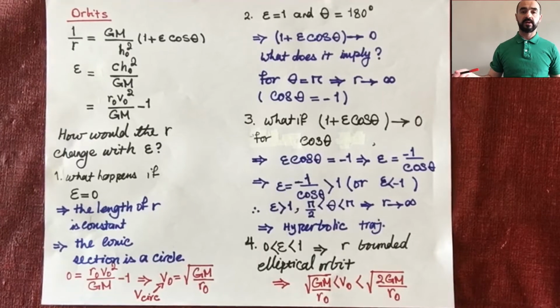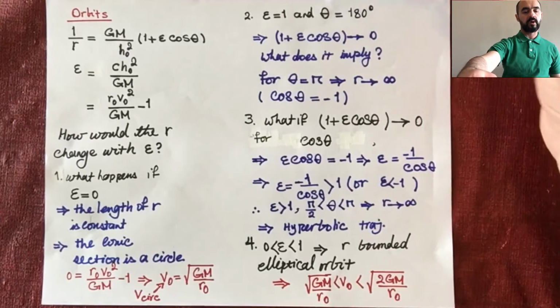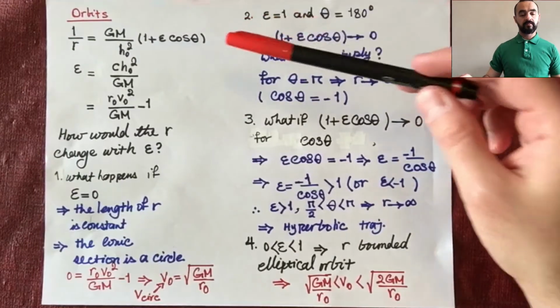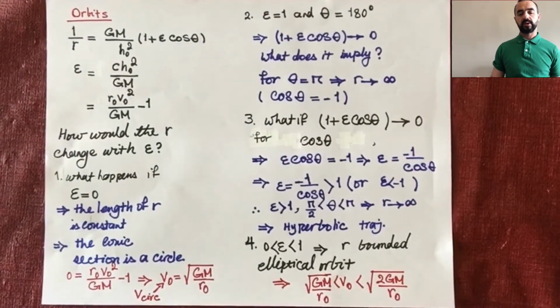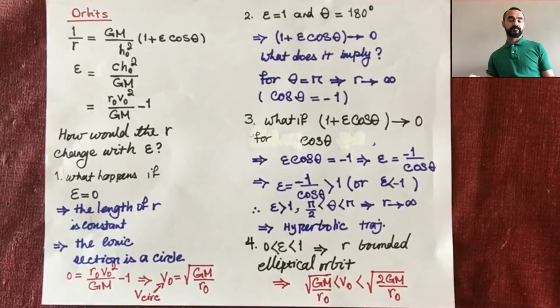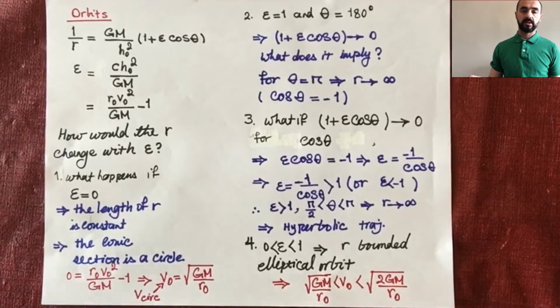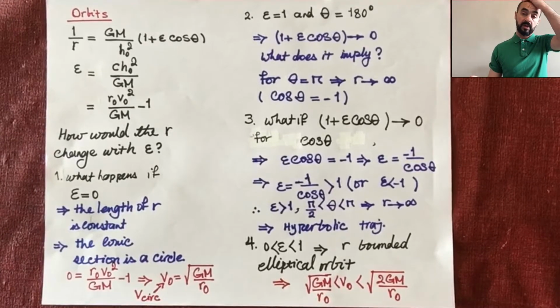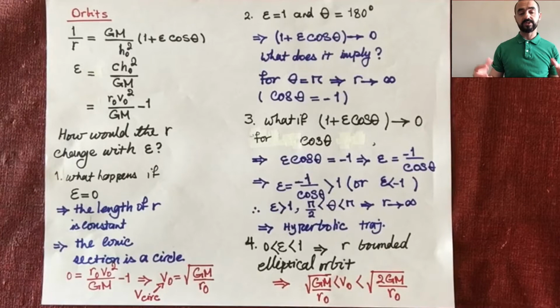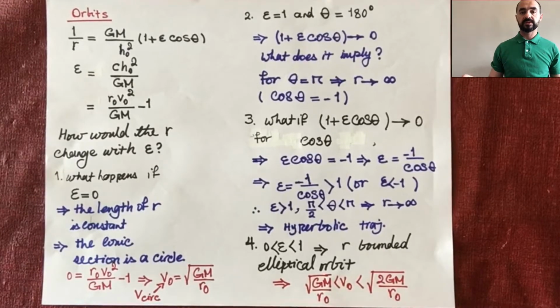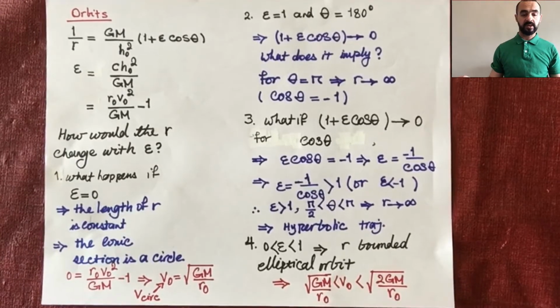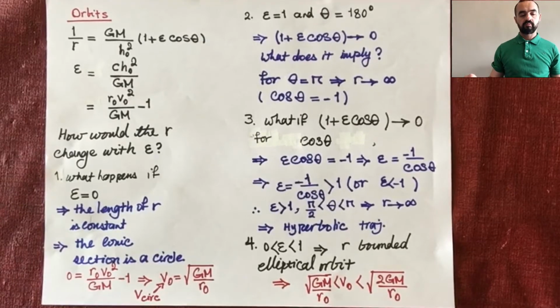So what we had in our solution was 1 over r is equal to GM over h0 squared, times 1 plus epsilon cosine theta. Epsilon was our eccentricity, and h0 was our angular momentum. G was our universal gravitational constant, capital G, and M was our large mass, for example, the mass of Earth.